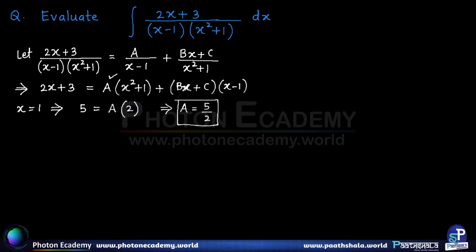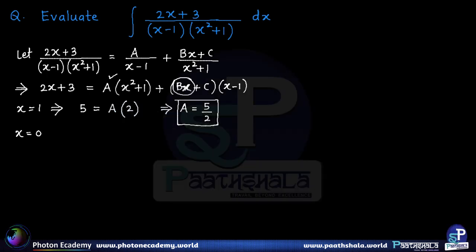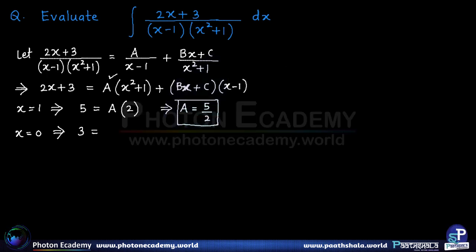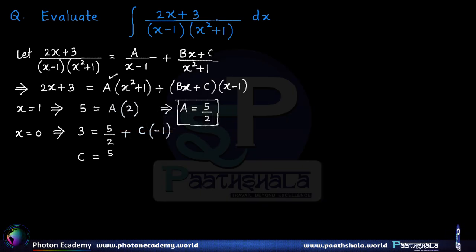Now let us put x as 0, so that since x is attached with B, the term in B will vanish and we can get C, since we already know A. By putting x as 0, the left hand side is 3, right? On the right hand side we have 0 plus 1, that is 1, and A is 5 by 2. So we have 5 by 2 plus C into x minus 1, which is 0 minus 1, that is minus 1, so that is minus C. Bringing C to the left hand side, we have C as 5 by 2 minus 3, which gives us minus 1 by 2. So that is the value of C.